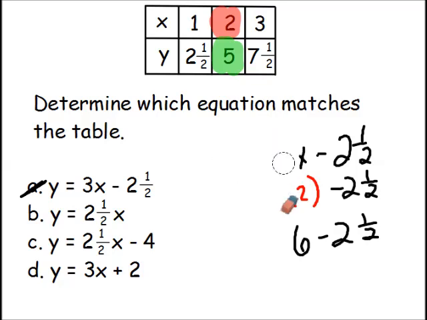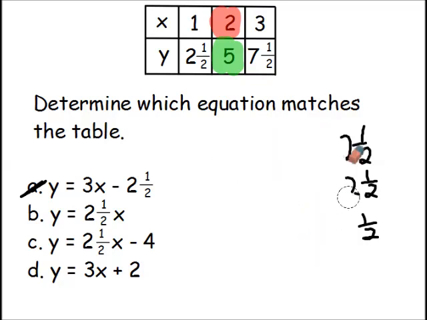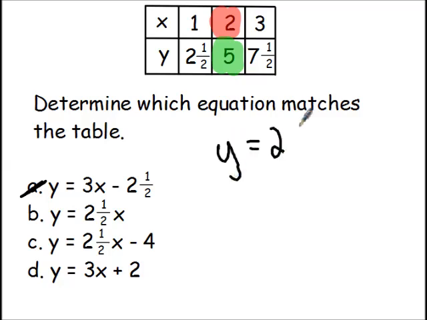So we can go ahead and determine that's not the right answer, and we can move on. Let's try answer choice B. 2 equals 2 1/2 times x. So y equals 2 1/2.